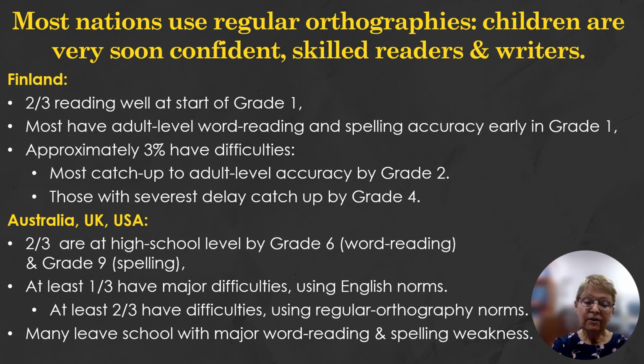Many of our kids leave school with major word reading and spelling weakness, and they become adults and parents of the next generation. And we have generational disadvantage that goes on and on. Now, the Asian nations with their beginners orthography would sit between Finland and the Anglophone nations, but way up the Finnish end. Their children too are very quickly independent, confident, skilled readers and writers for their beginners orthography, and then they use that to transition to their main orthography, and they do it extremely effectively.